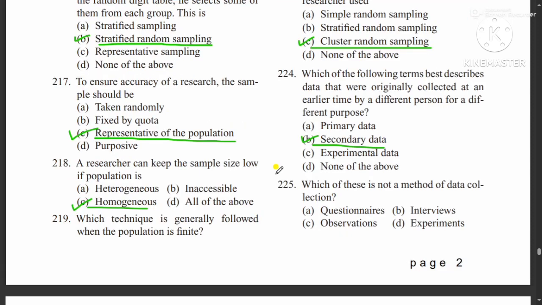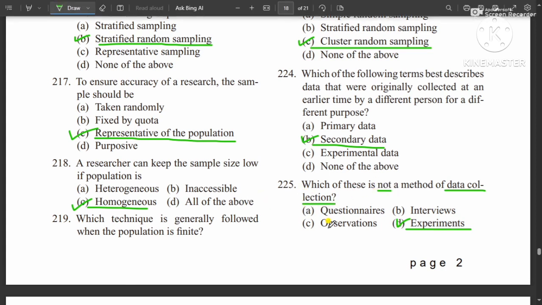Option B is correct. Which of these is not a method of data collection? So option B is correct. Experiment. Because it is not a method of data collection. Questionnaires, observations and interviews only.